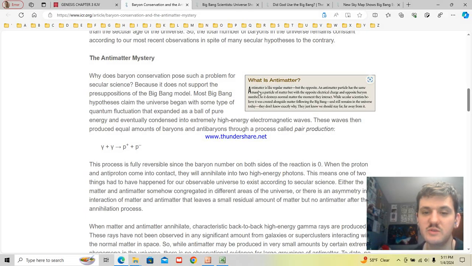And here it is. What is antimatter? Well, antimatter is like regular matter, but the opposite. An antimatter particle has the same mass, but the opposite electrical charge and baryon number, and it destroys matter when they interact. We don't know exactly why, but the universe today is made of matter.